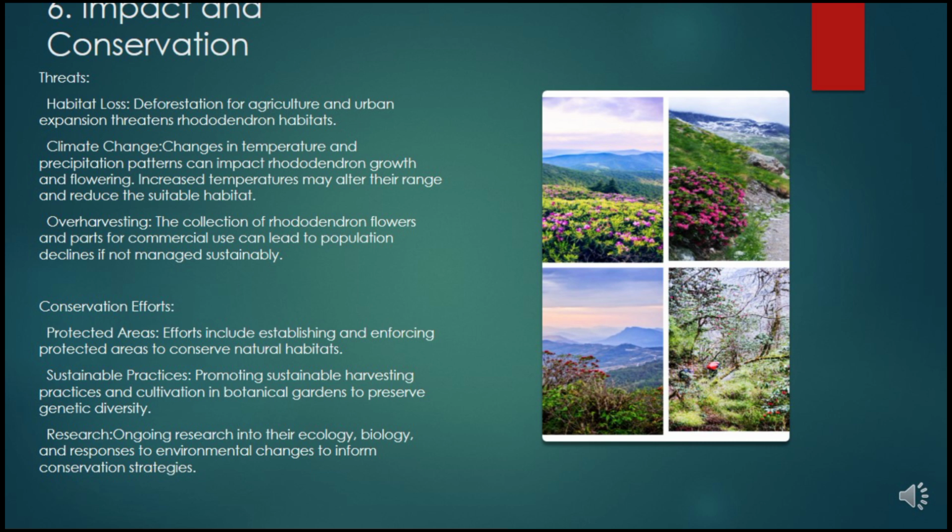6. Impact and conservation threats. Habitat loss: deforestation for agriculture and urban expansion threatens rhododendron habitats. Climate change: changes in temperature and precipitation patterns can impact rhododendron growth and flowering. Increased temperatures may alter their range and reduce the suitable habitat. Overharvesting: the collection of rhododendron flowers and parts for commercial use can lead to population declines if not managed sustainably.